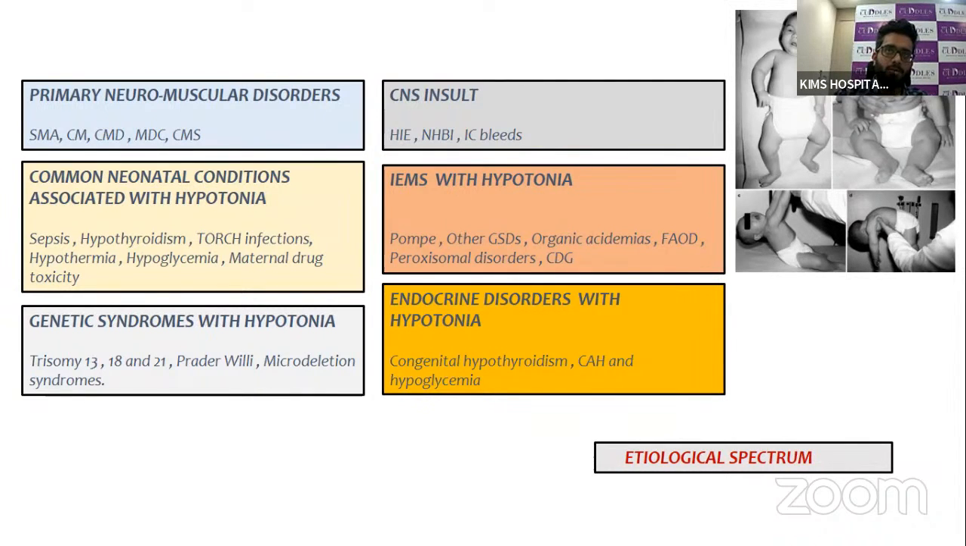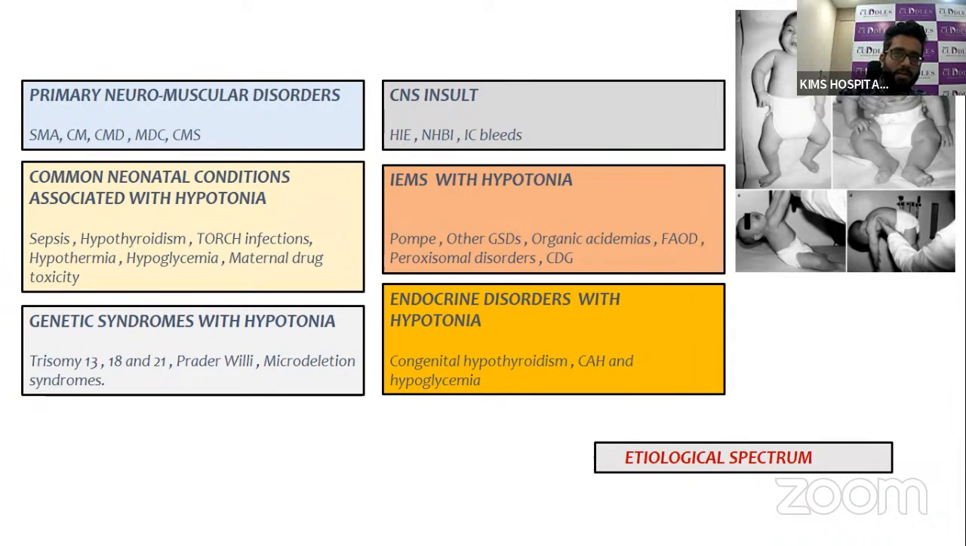Apart from Charcot-Marie-Tooth disease, you also have congenital myopathies. We'll discuss congenital myopathies in brief in the following slides. They do have significant hypotonia in the neonatal age group. And after congenital myopathies, you also have congenital muscular dystrophies, congenital myotonic dystrophy and congenital myasthenic syndromes.